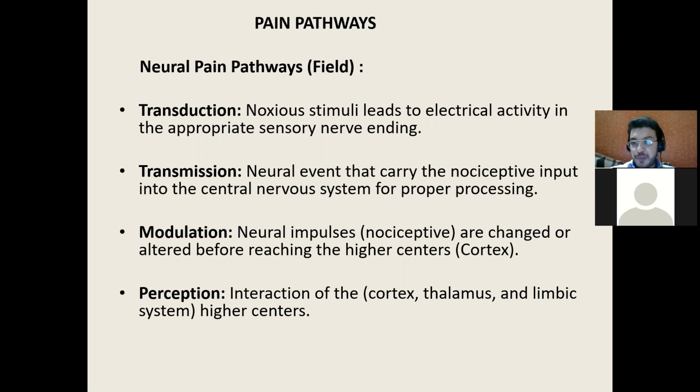Modulation, where nociception is changed or altered before it reaches the cortex, and perception, the interaction of the cortex, thalamus, and the higher centers. Now you have to understand one thing. You know that pain is carried from your periphery by free nerve endings. But where is the pain impulse going and getting processed? Which part of the brain is actually responsible for having a pain center?